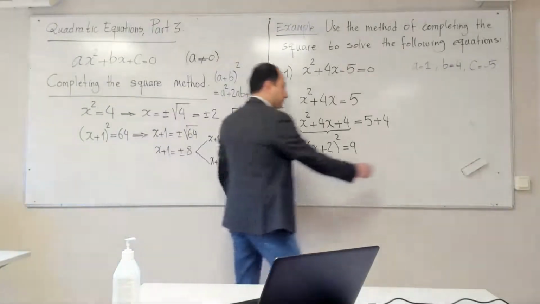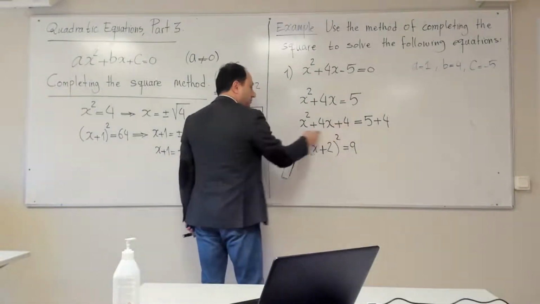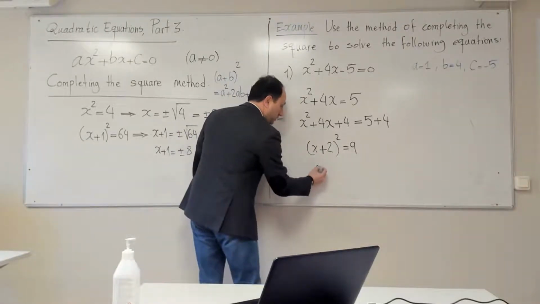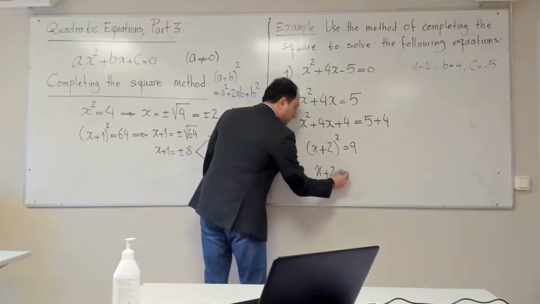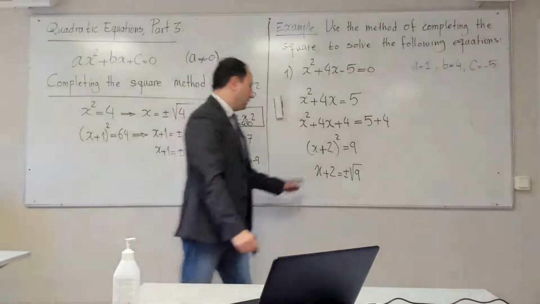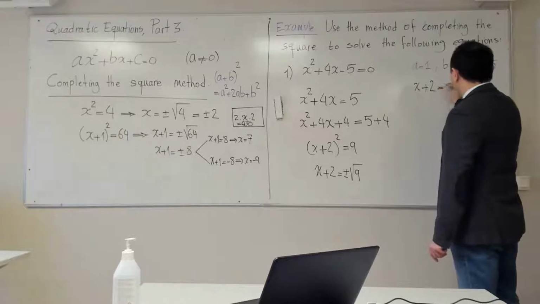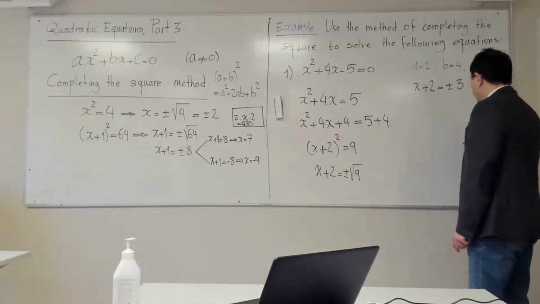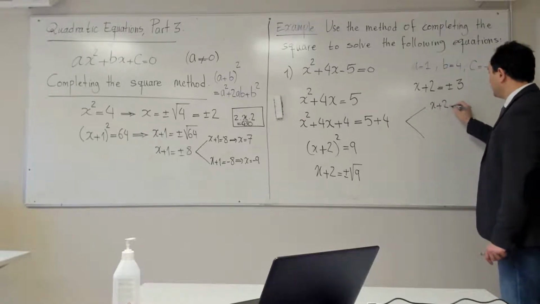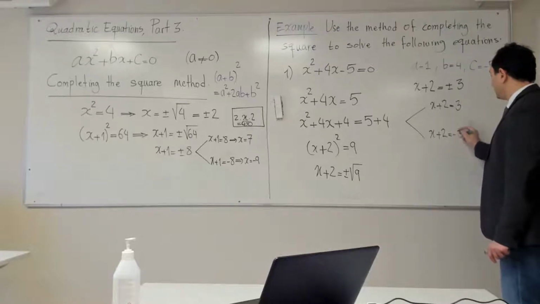So here, let me clean, not to confuse you. So I collect everything back into the form of a complete square. Then I do what? I take a square root from both sides. It becomes plus and minus the square root of 9. And then a square root of 9 is 3. So let me write it here. It's x plus 2 is plus or minus 3. And then I have 2 possibilities. Either x plus 2 is positive 3 or x plus 2 is negative 3.